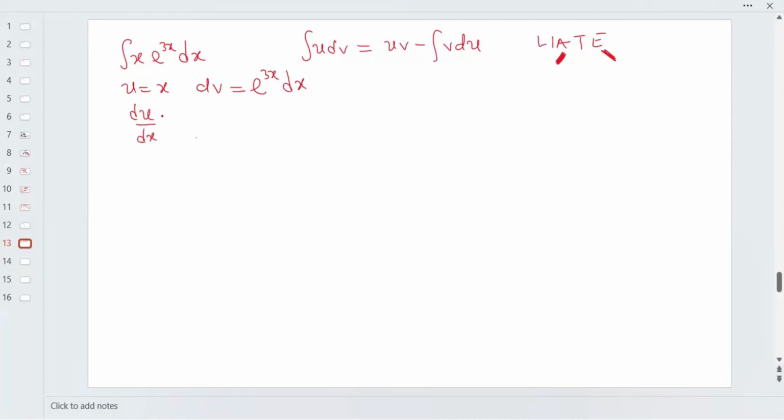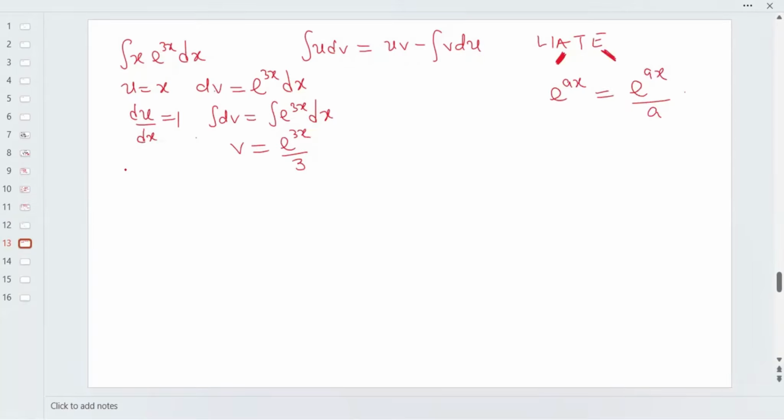Now I'm going to find du dx. If I differentiate x, I get 1. Then to get my v, I'll integrate both sides. Integrating, v equals exponential 3x over 3. Don't forget, if you integrate exponential ax, you get exponential ax over a. That is the idea I used here.